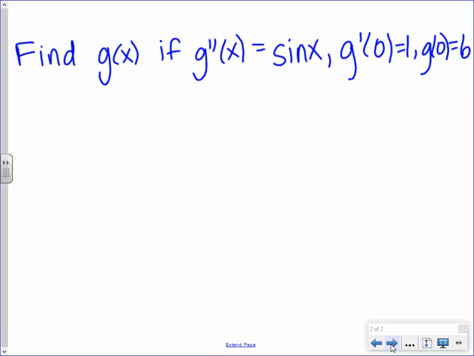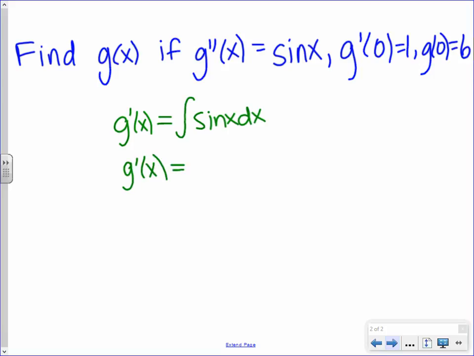Okay. And if we take the antiderivative of sine of x dx, where is that going to get us? What function will that represent? Okay, that will represent g prime. Since the second derivative is sine of x, when we take the antiderivative, that's going to get us to just g prime. Logan, what's the antiderivative of sine? Negative cosine x plus c. Do you agree with Logan? Negative cosine of x plus c?